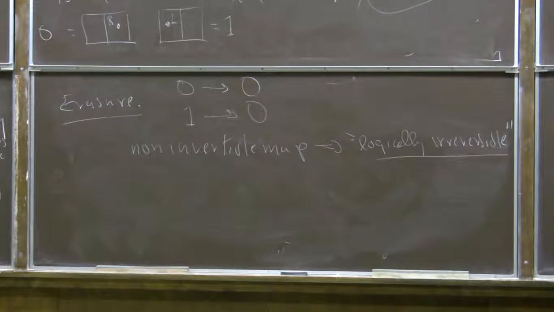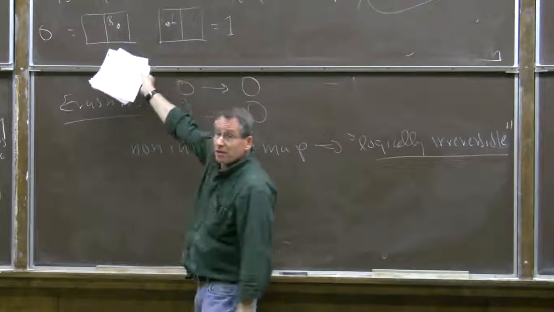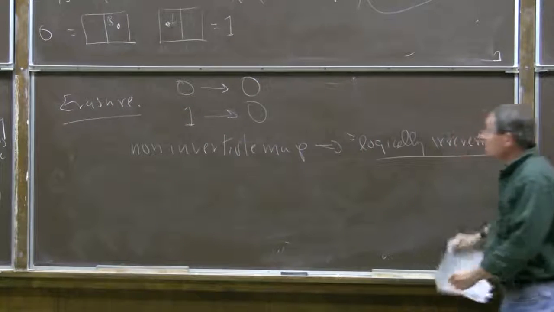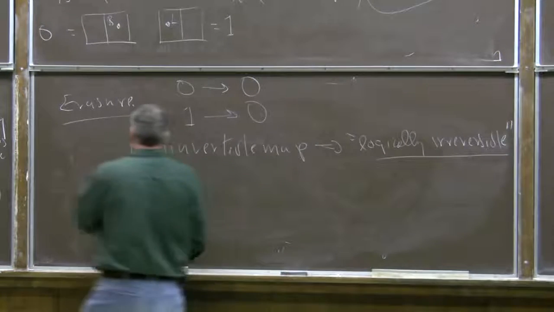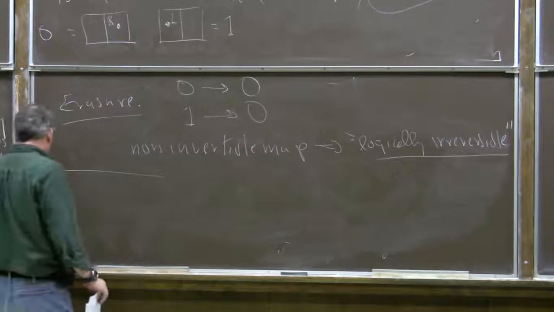So how do I erase the information? I've got to do something like this. No matter whether the molecule was on the right or the left initially, I have to make sure it's on the right finally. Okay. Well, here's a way you can do the erasure, and the analysis would apply no matter how you do it. Here's an erasure procedure.